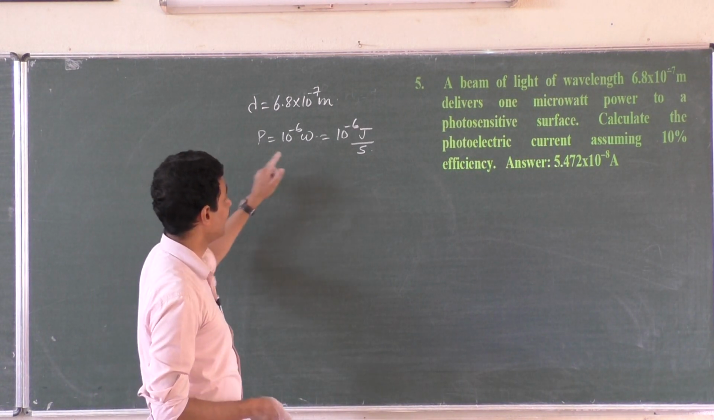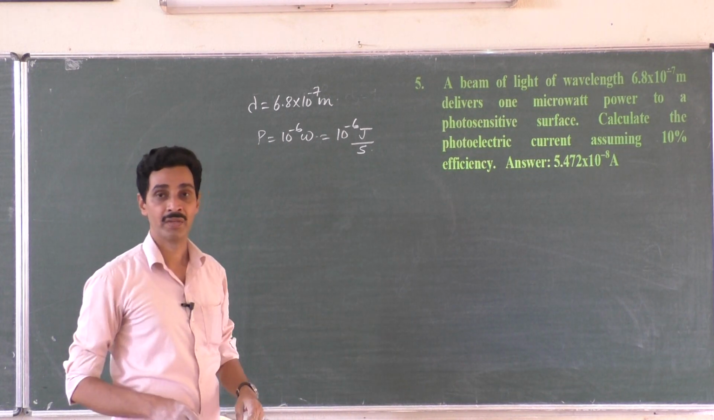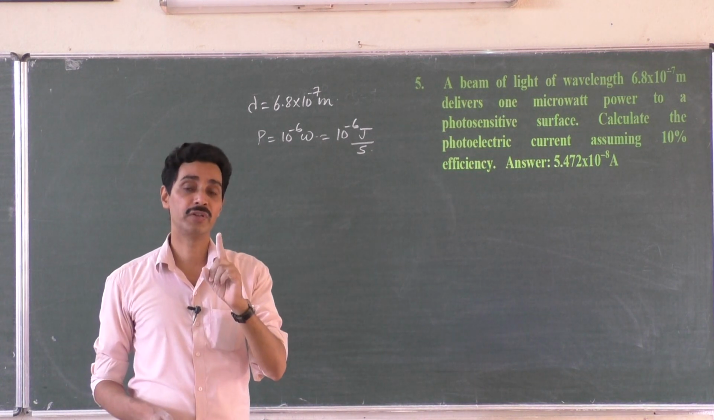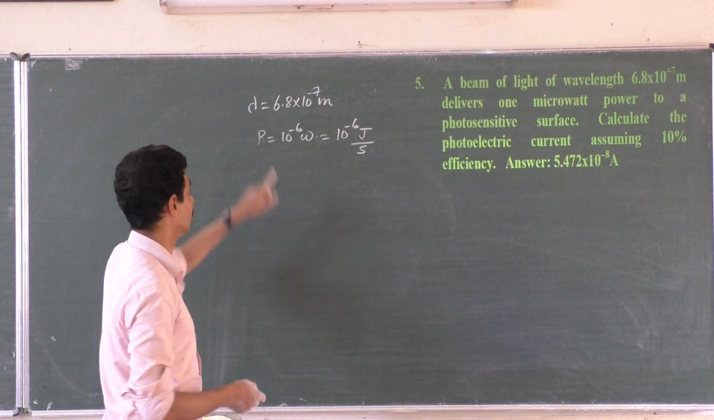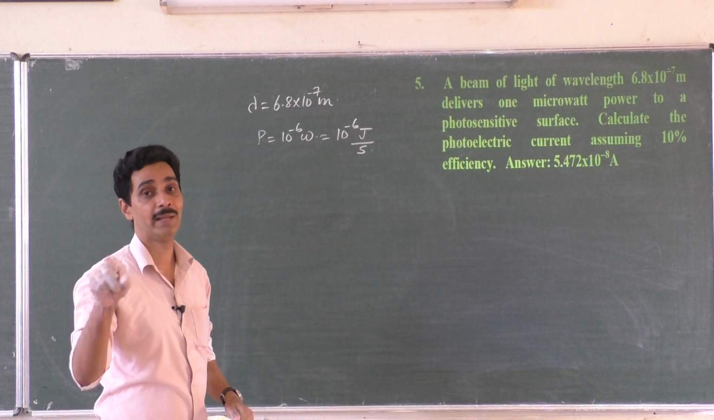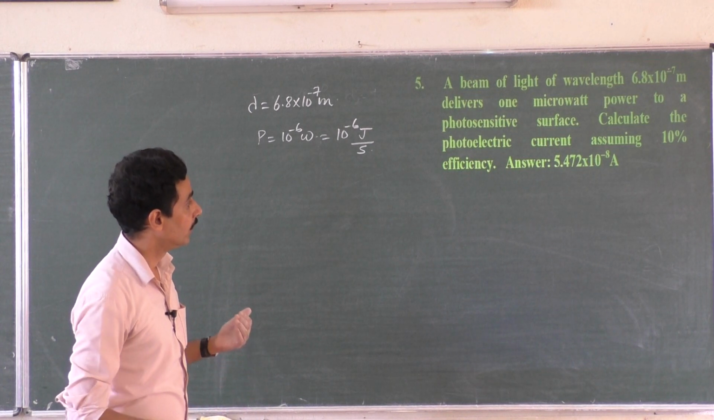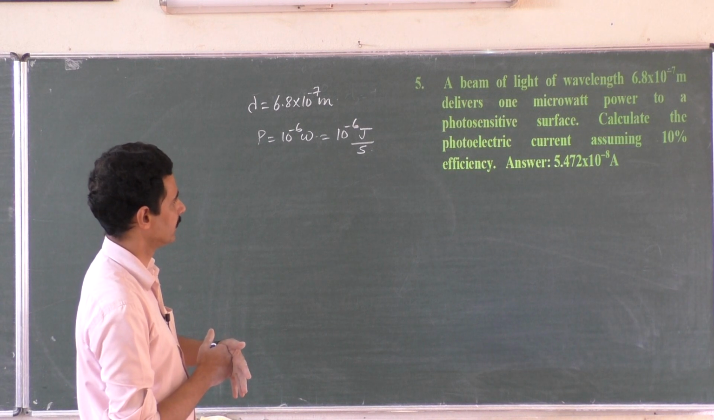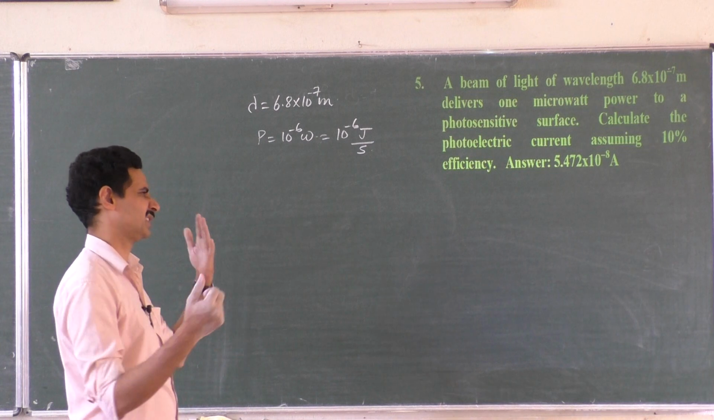So it delivers 10 to the power minus 6 joules of energy in 1 second. And remember, this much joule is delivered not by one photon, but a collection of photons. What is the energy of each photon? This much, hc by lambda. Now the question is, calculate the photoelectric current. Oh, we did this one yesterday. Beam of wavelength 6.8 into 10 to the power minus 7 meter. Calculate the photoelectric current assuming 10% efficiency.